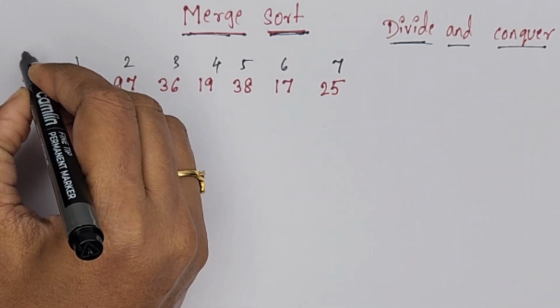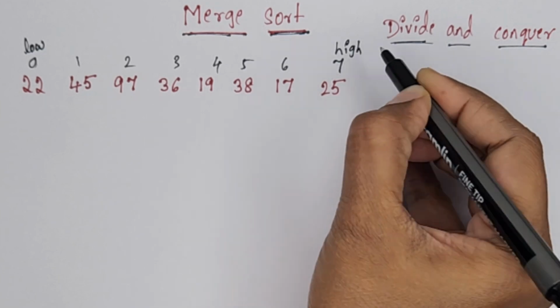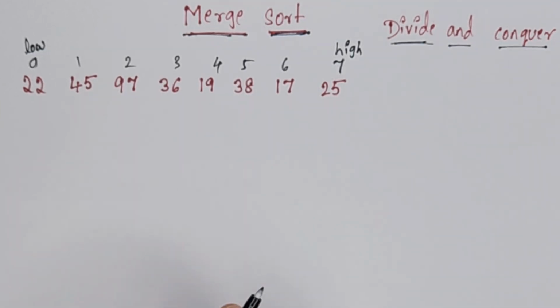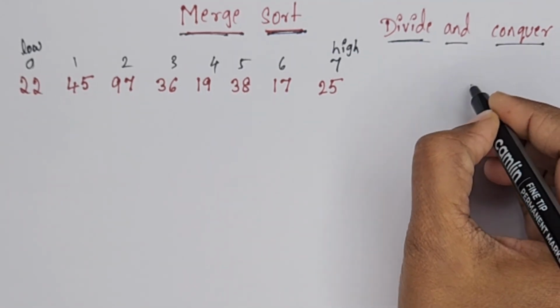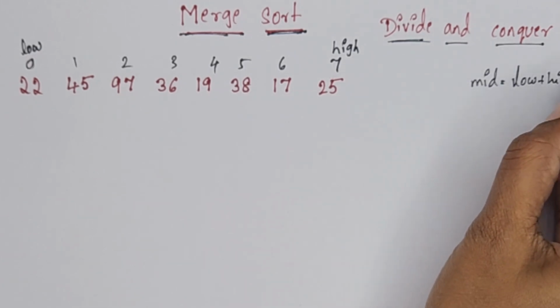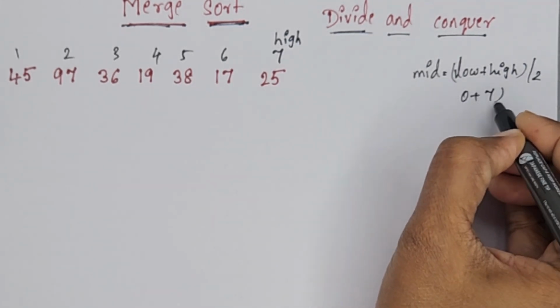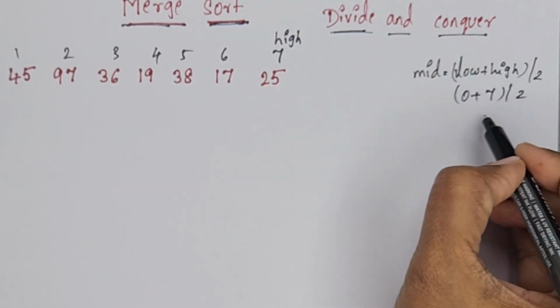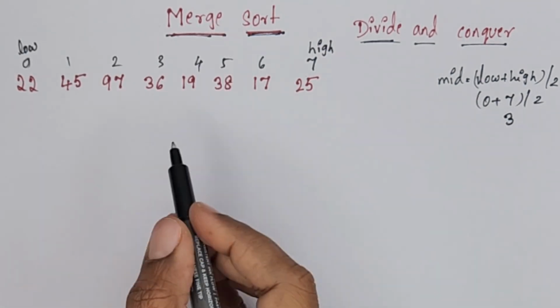For example, the first index I am going to assign to low, and the last index I am assigning to high. Now, we have to calculate the middle element. Based on the middle, we divide the array into two sub-arrays. So, how to calculate mid? Mid equals (low plus high) by 2. Here low is 0 and high is 7. 0 plus 7 by 2, 7 by 2 is 3. So now mid equals 3.